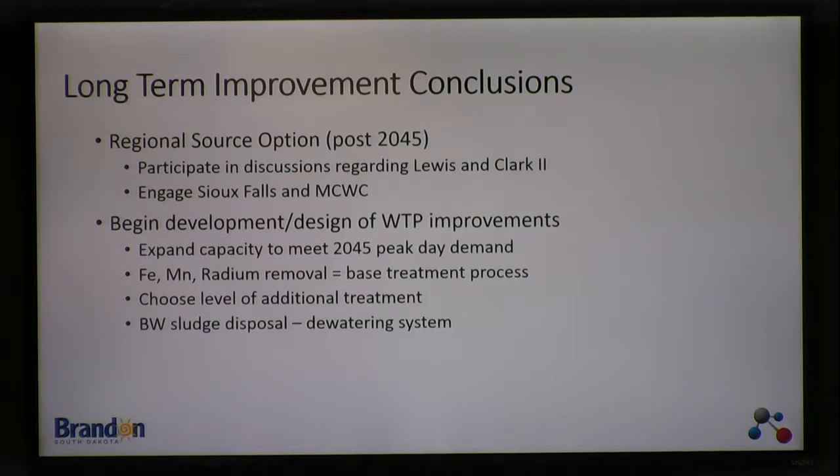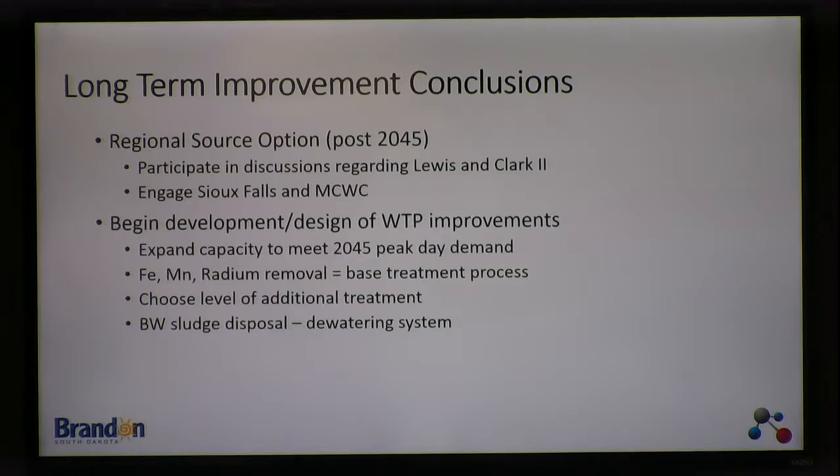What does that mean? City of Brandon can choose a level of additional treatment. And our suggestion is seriously consider either B or C as an additional treatment option. And then finally, understand the backwash sludge disposal and dewatering system. And really that's a pathway that cities encourage in Brandon to go if they continue to treat their own water at the treatment plant.